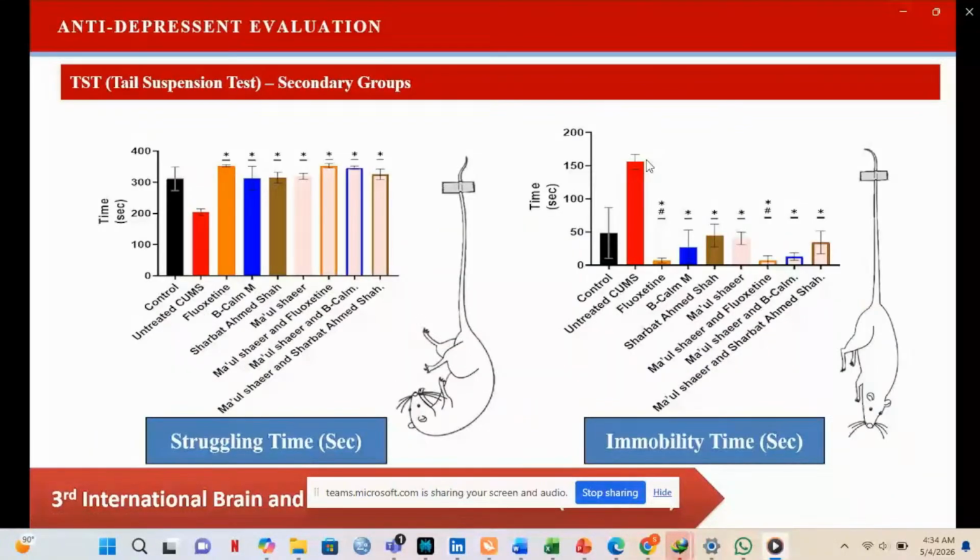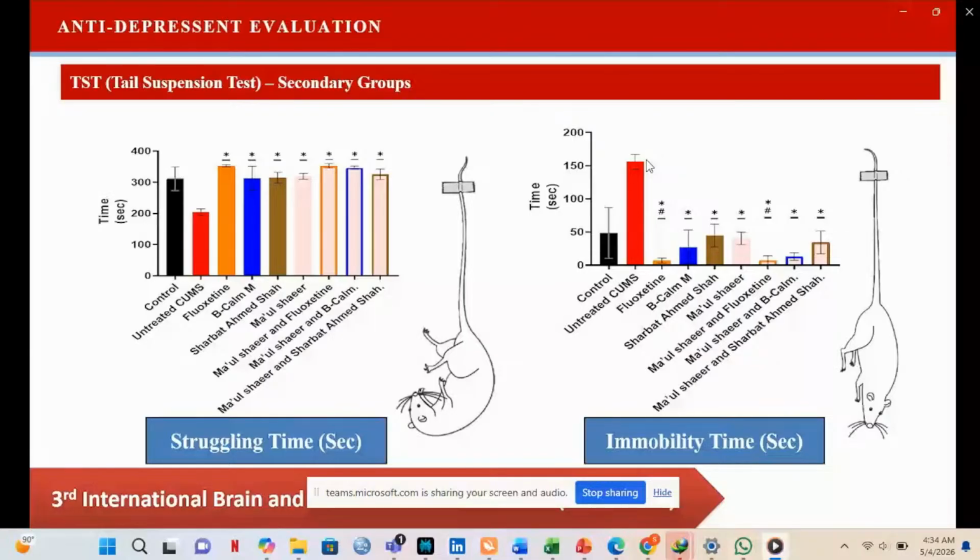So when we see the open field test, we have divided the open field test into 5 parameters, which are total distance covered, center time, rearing time, grooming count, and defecation count. When we see the results, we see that the BCAM high dose increases the total distance covered in the open field test of the animal, which shows that the high potency of BCAM can be administered in animals or humans for its antidepressant property. Similarly, in all the cases.